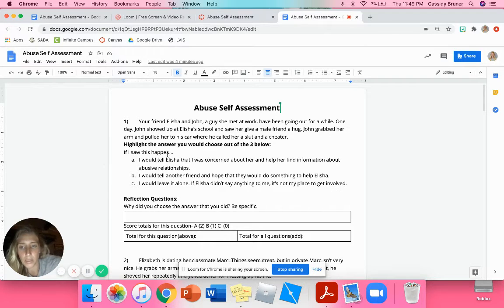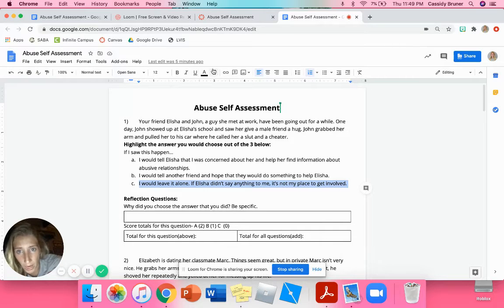Okay? Out of these three, obviously it might not be a perfect fit for you, but which one fits your situation the best? What would you do if you were in this situation? Let's say I said C. I would leave it alone. If she didn't say anything to me, it's not my place to get involved.